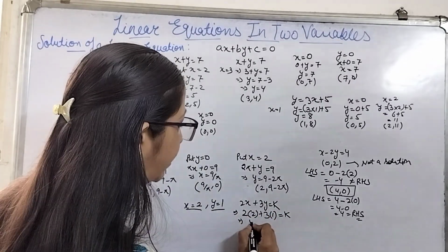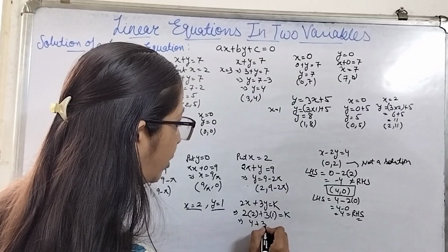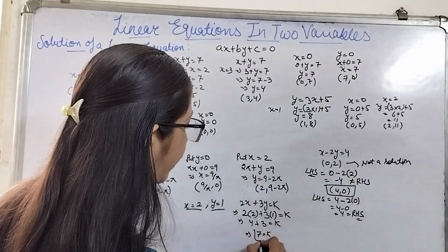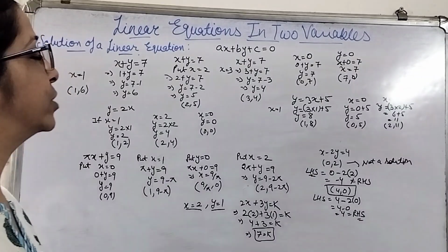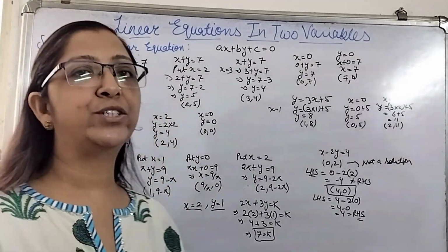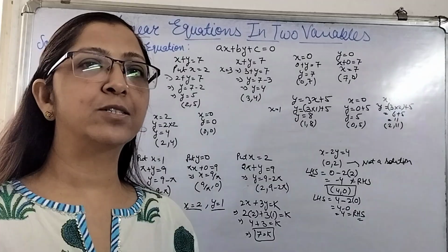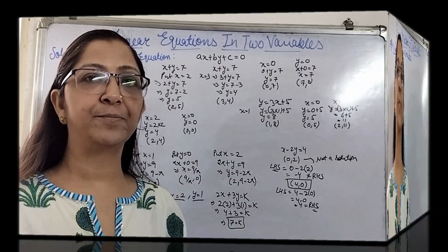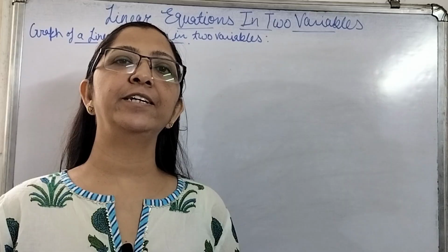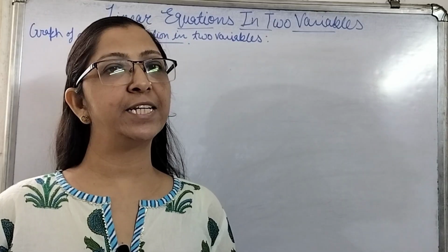2 multiplied by 2 is 4, and 3 multiplied by 1 is 3. So the value of k will be 7. This is how we can find the solutions of any linear equation in two variables and solve related questions. Just now we have seen how to find solutions of a linear equation in two variables algebraically.